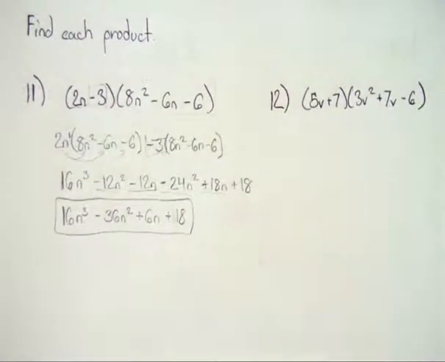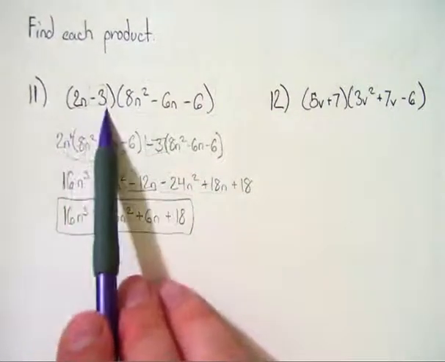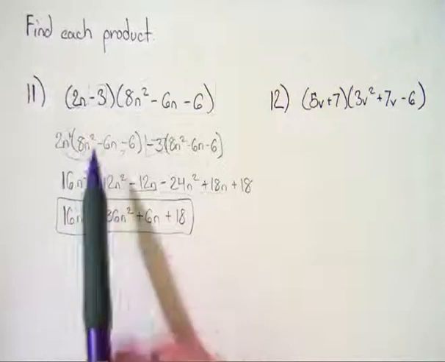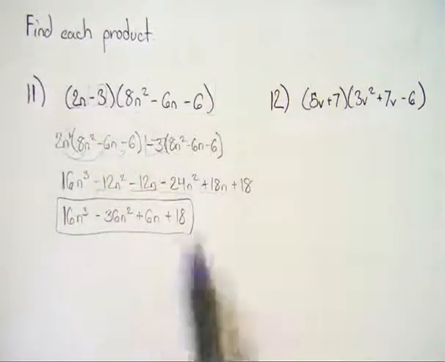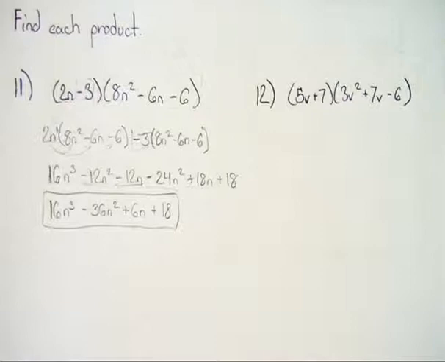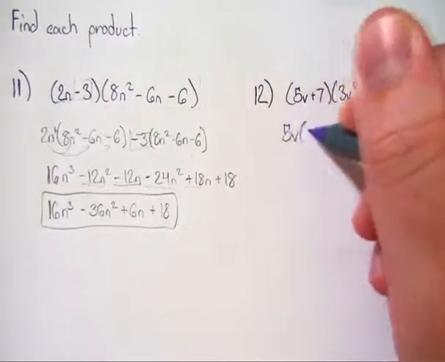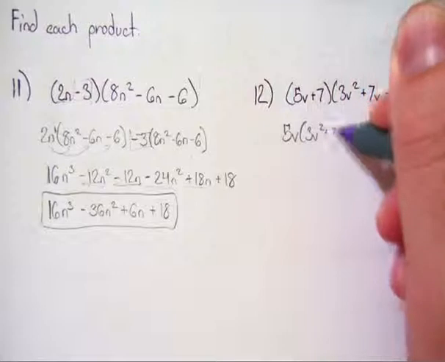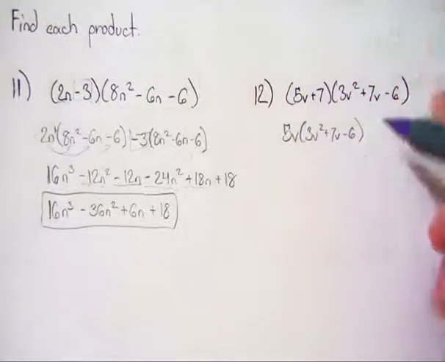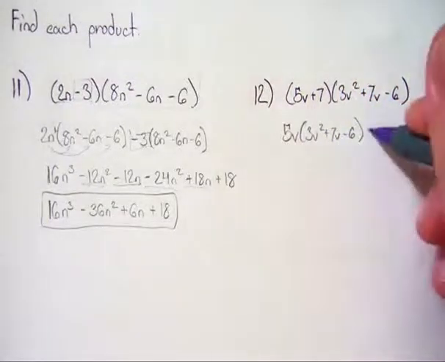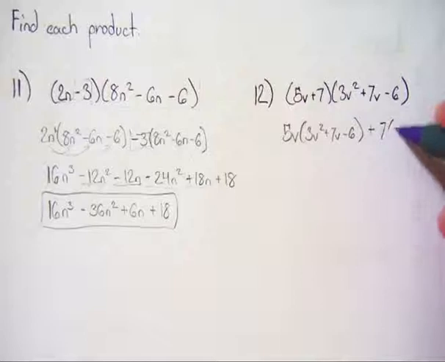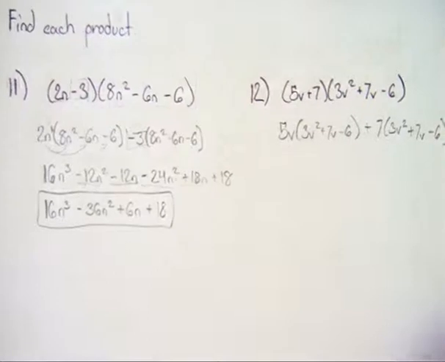So there's the process. We just distribute by each term in the beginning of the product, and then combine like terms once I've done that. Let's tackle number 12 now that I've seen this process in action. We've got 5v plus 7 times, again, 3v squared plus 7v minus 6.